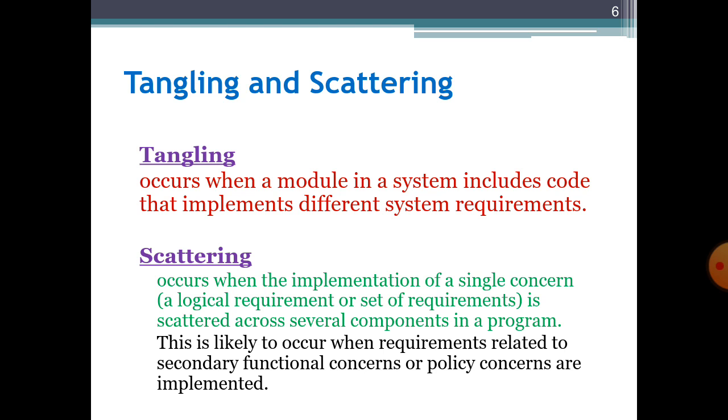So students, these are the two situations of tangling and scattering. I will explain them in more detail with the help of a real-world example and code in our next lecture. So students, here our lecture number 37 ends.